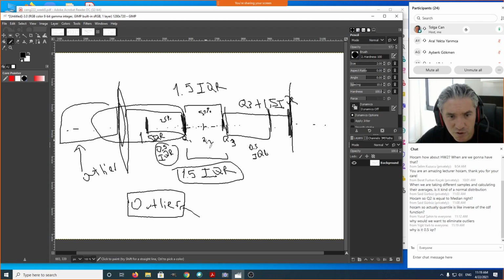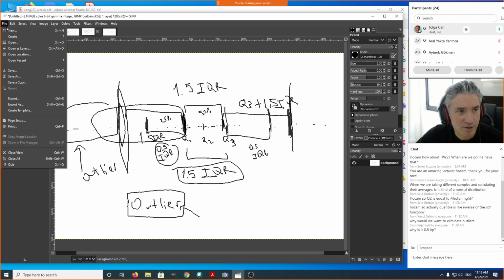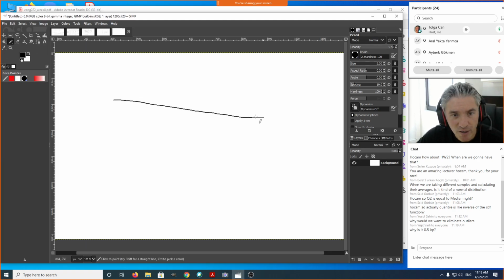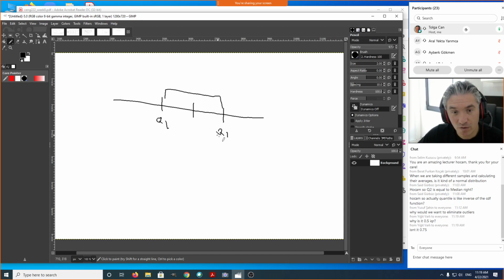Why is it 0.5 IQR that I mentioned? Let me try to explain it here. So IQR actually spans 2 quartiles, right? Between Q1 and Q3. This is Q3, this is Q1. The interquartile range itself occupies 50 percentile, right? So Q1 was at 0.25. Q3 is at 0.75, right? So if they were uniformly distributed, how much do I have until I get to Q4, which is the 100th percentile? So the distance between Q3 and Q4 is 0.25, right?